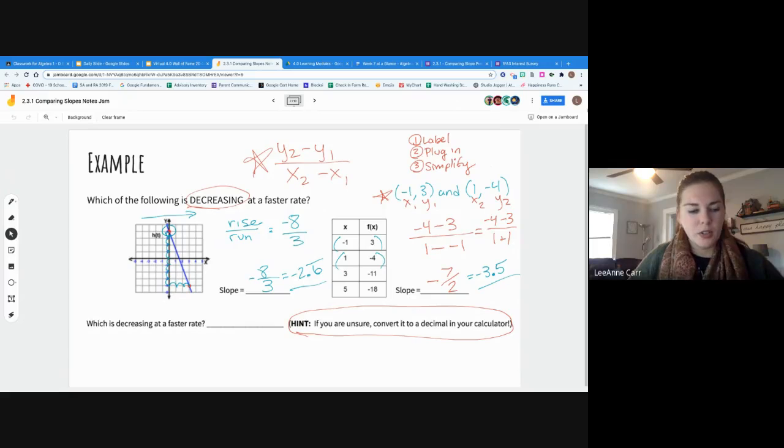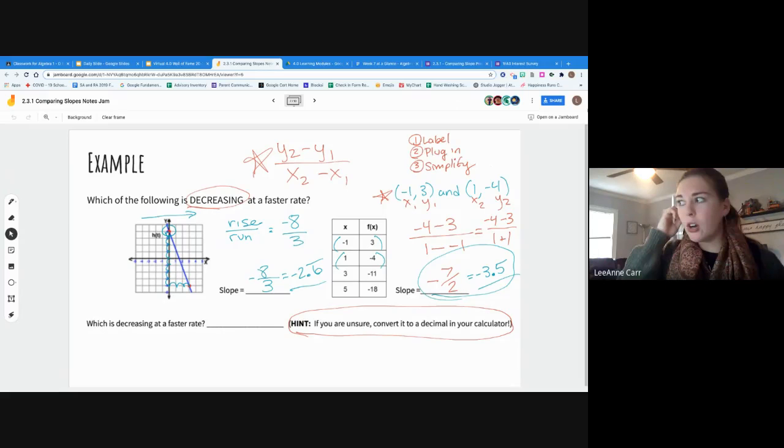Okay, so the first one, negative 2.6, technically would be greater than negative 3.5, but we want the bigger or the most negative. I guess that's the better way to put it. So actually, in this case, negative 3.5 is going to be the most negative here. So this slope over here is going to be our winner.